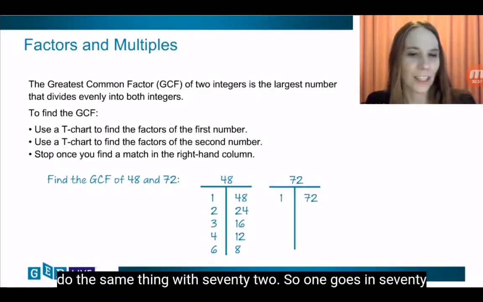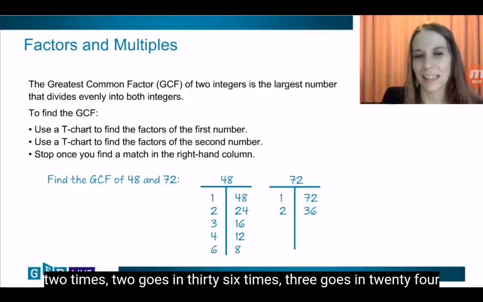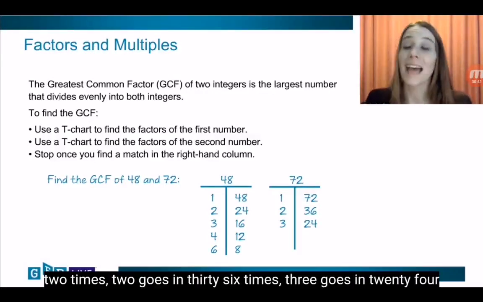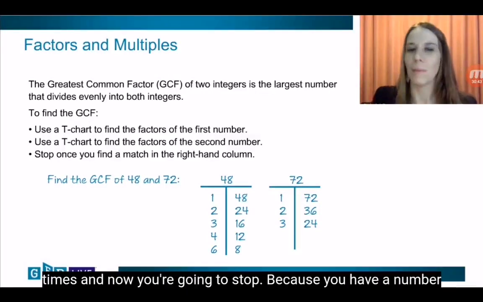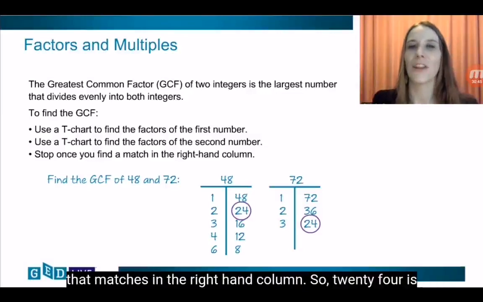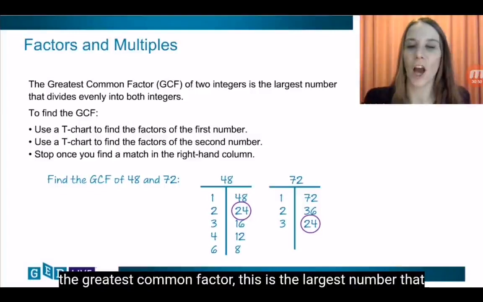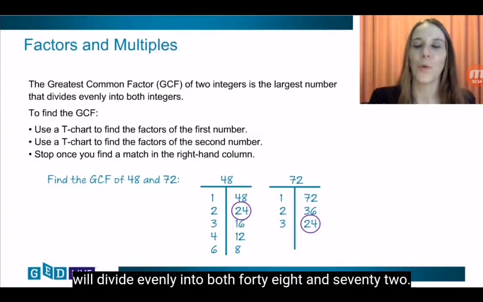So 1 goes in 72 times, 2 goes in 36 times, 3 goes in 24 times, and now you're going to stop because you have a number that matches in the right-hand column. So 24 is the greatest common factor. This is the largest number that will divide evenly into both 48 and 72.